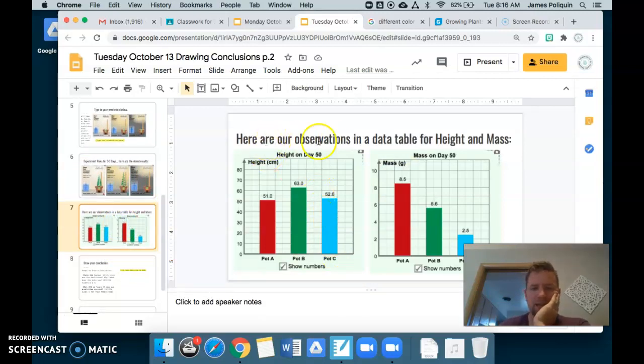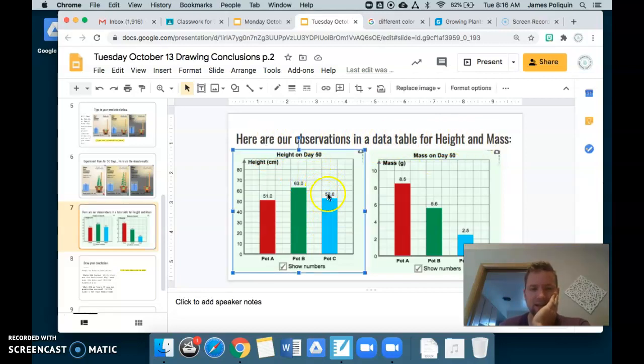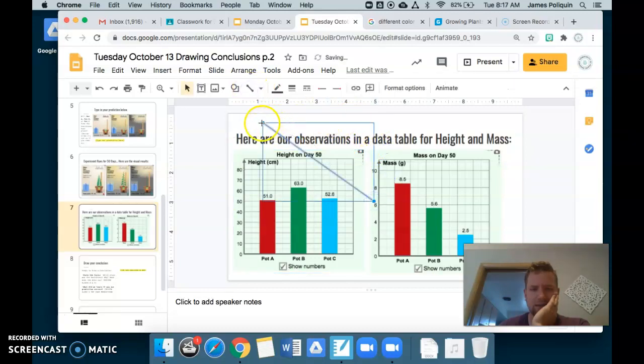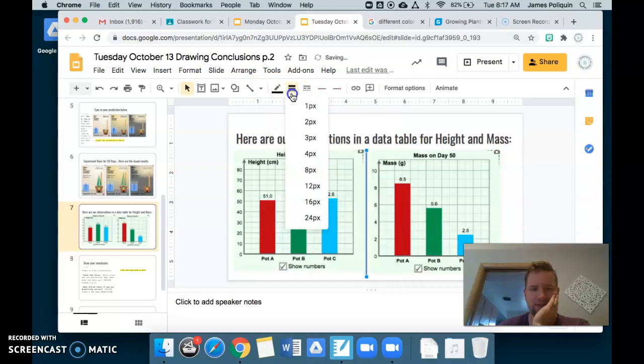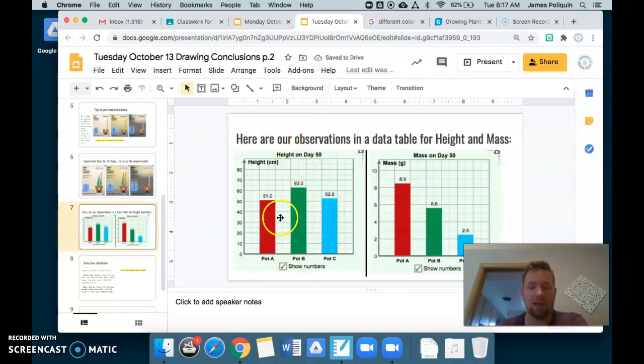Okay? Here are our observations in a data table for height and mass. Height is on the left side here. I'm actually just thinking about this right now. Let's make a line to divide, so then we just know that they're different graphs. The height of each plant: Pot A is 51 centimeters. Pot B is 63 centimeters. Pot C is 52.6 centimeters.